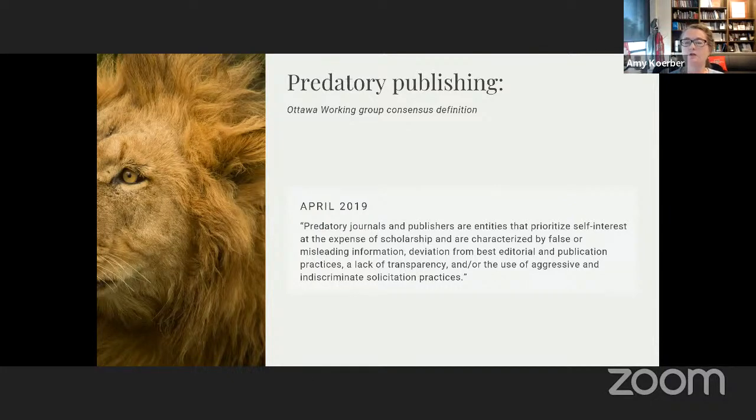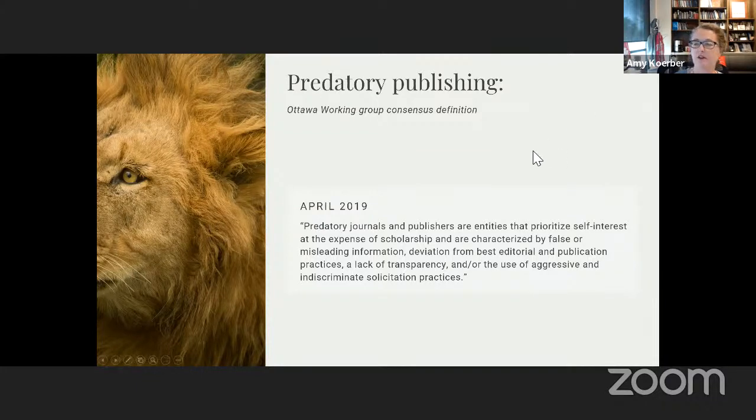So I think that's why it's had so much prominence and so much visibility. And you'll see it's a pretty useful starting place for the definition, even though I think by the end of today, you're going to see that the definition of this term is complex. It's a fraught issue. But anyway, here's their definition as a starting place. Predatory journals and publishers are entities that prioritize self-interest at the expense of scholarship and are characterized by false or misleading information, deviation from best editorial and publication practices, a lack of transparency, and/or the use of aggressive and indiscriminate solicitation practices.